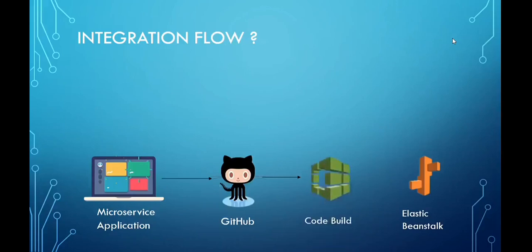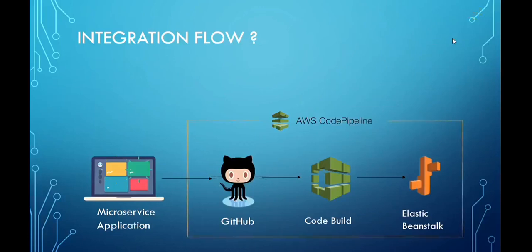CodePipeline first builds the code with CodeBuild. CodeBuild compiles your source code, runs unit tests, and produces artifacts that are ready to be deployed. Once CodeBuild builds your code, a jar file is created and that jar file is ready to be deployed on Elastic Beanstalk. This whole process is done by AWS CodePipeline.